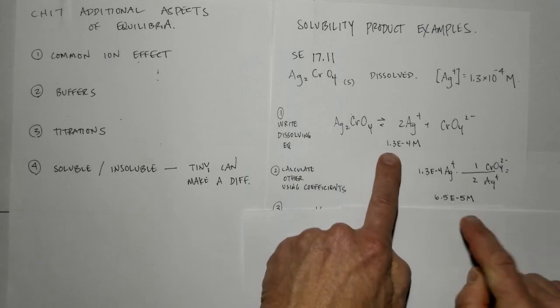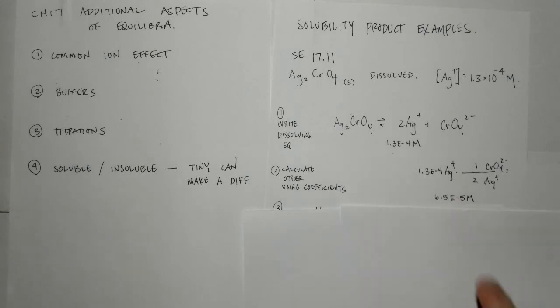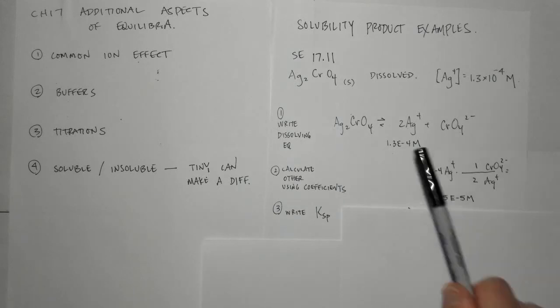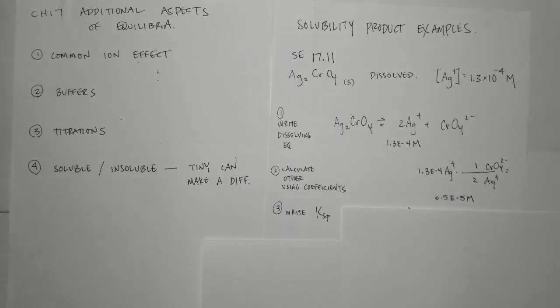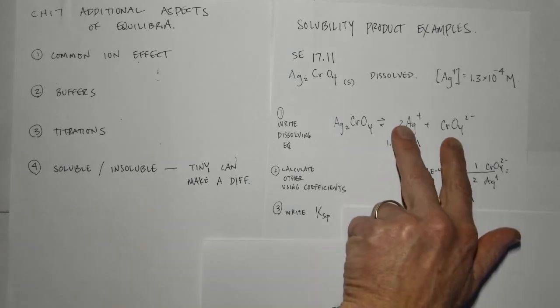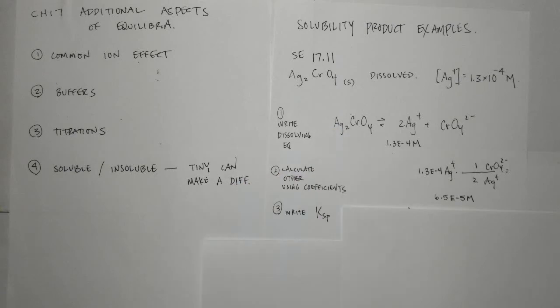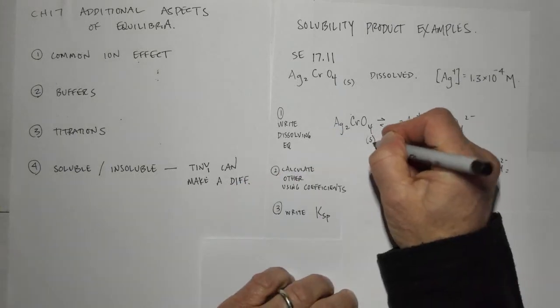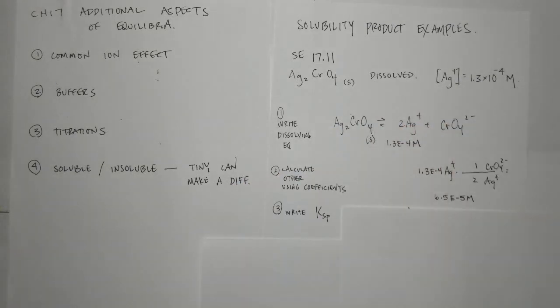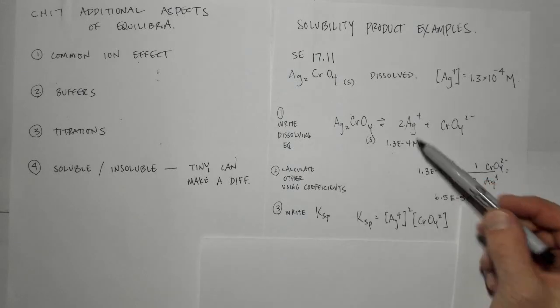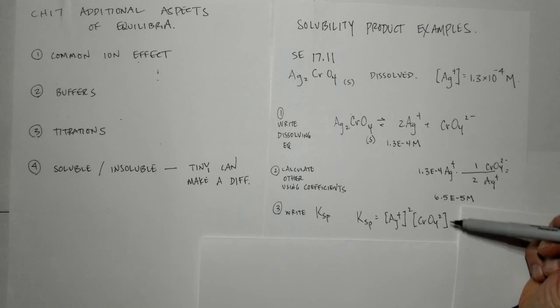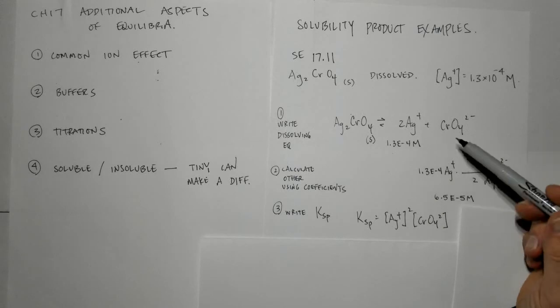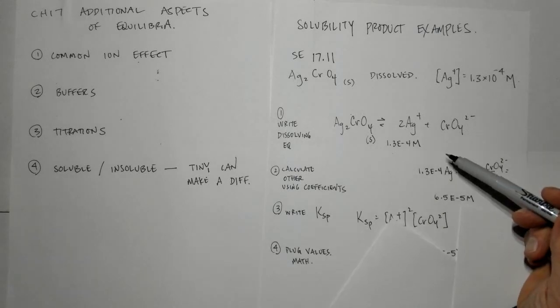Now, once we know the concentration of both ions right here, now we can write the Ksp expression and we can put the concentrations in to solve for it. So the Ksp expression would be products divided by 1, because remember this is a solid, to the power of the coefficients. So Ag would be to the second power, chromate would be to the first power, and now the last step, plug the values in.